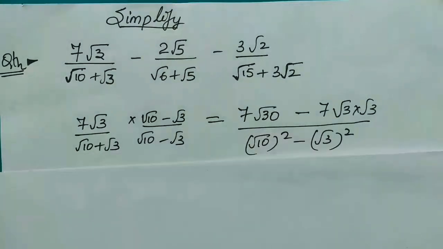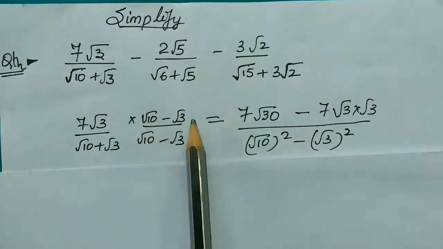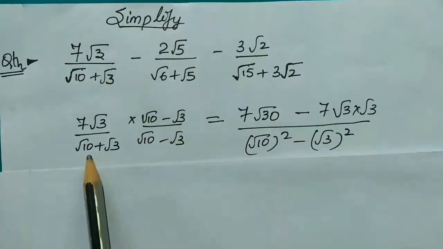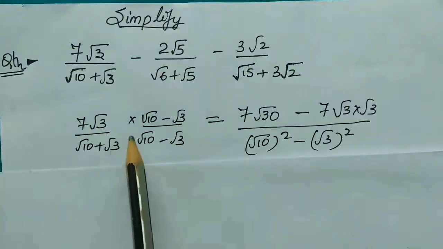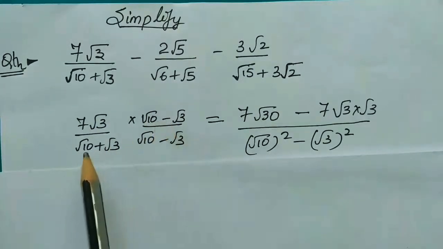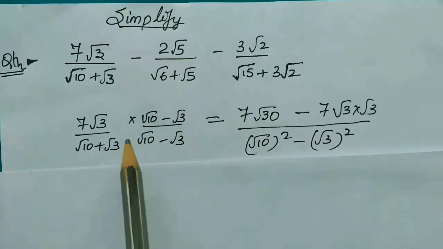So, I have taken the conjugate here. This root 10 plus root 3's conjugate is root 10 minus root 3. What is the meaning of conjugate? Just change the sign here. Whatever the sign is, if it is negative, you have to take positive. If it is positive, you have to take the negative, other things being the same. So, root 10 minus root 3 by root 10 minus root 3.